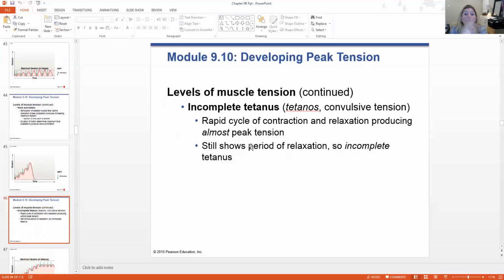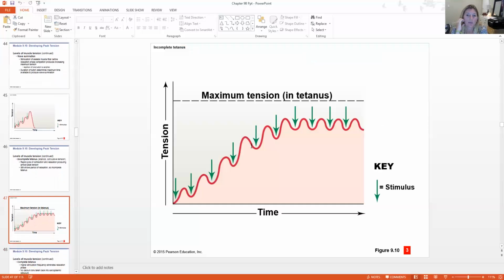Incomplete tetanus is when a very rapid contraction cycle happens and there is some relaxation and you get almost to peak tension. So you're not quite getting all the way maxed out. And so that's why we call it incomplete. Kind of like wave summation, but we're not making it all the way up.